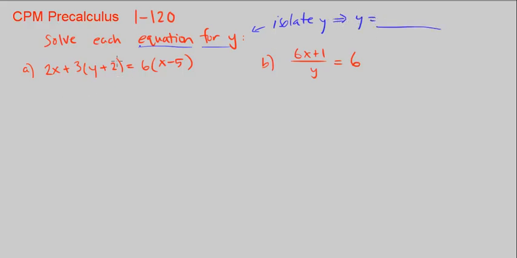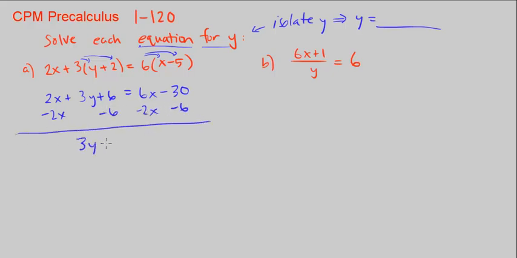Okay, so to do that, first let's just distribute these terms, this one on the right as well. So we get 2x plus 3y plus 6 equals 6x minus 30. Okay, let's subtract 2x from both sides and also 6 from both sides. So we get 3y equals 4x minus 36. Then let's divide both sides by 3.